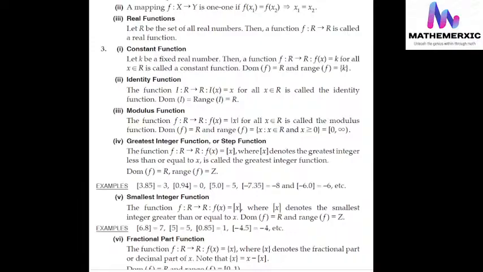Modulus function: the function f: R → R such that f(x) = |x| for all x belonging to R is called the modulus function. Domain of f is equal to R. Range of f is equal to {x such that x belongs to R and x is greater than or equal to 0}, or we can say the right half-open interval, with a closed bracket at 0.